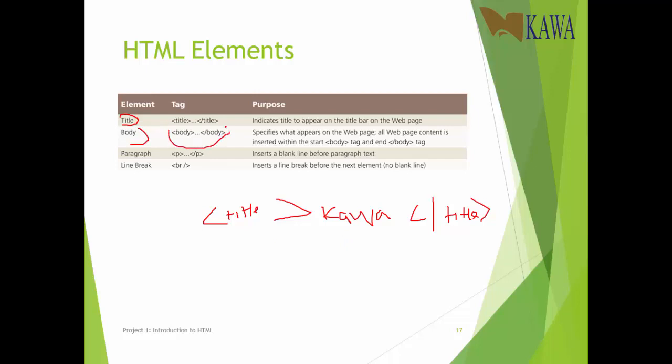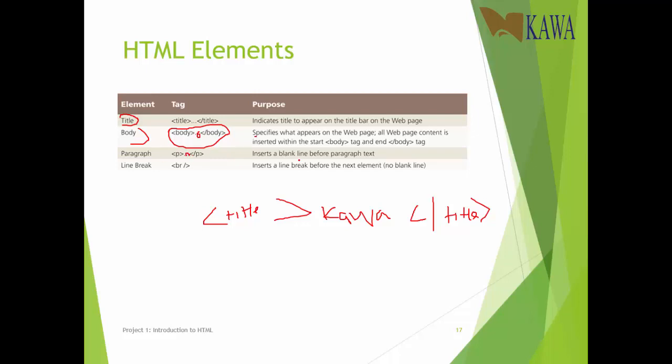Body is the section which contains all the content that will be displayed in the browser. Like it's defined here, it specifies what appears on the web page. All page content is inserted within the start of the body tag and the end of the body tag, meaning exactly in between here.